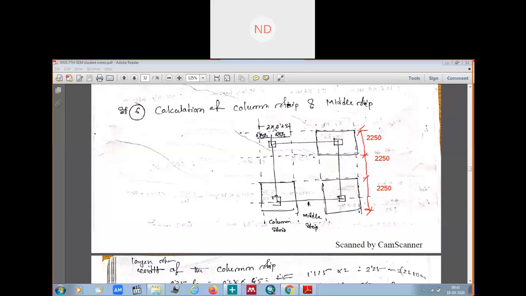So now the width along the shorter direction, this is your width of the column strip, and the width of the middle strip is this. So the width of the column strip will be the same, 2250. So we can write here, this is your width and this is 2250, this distance.